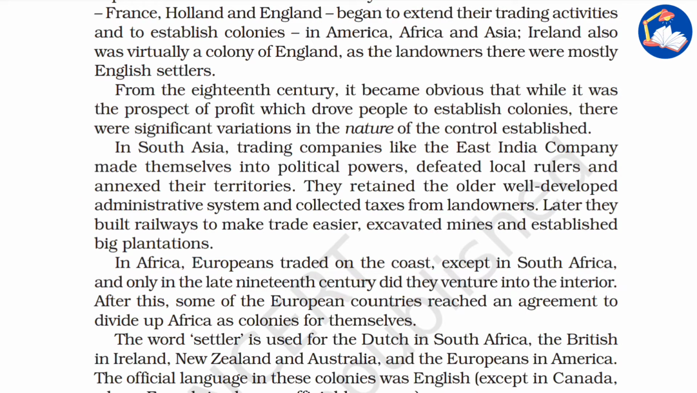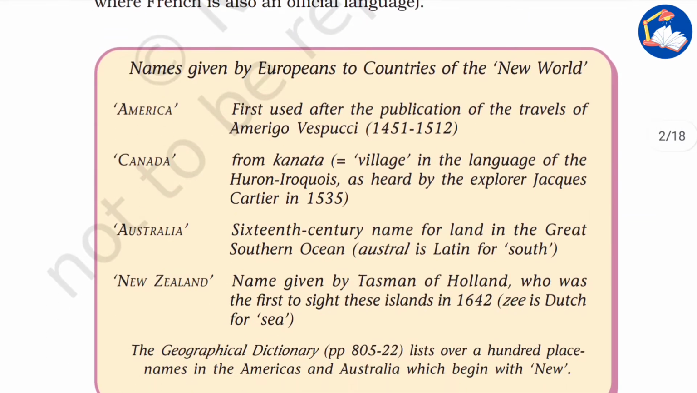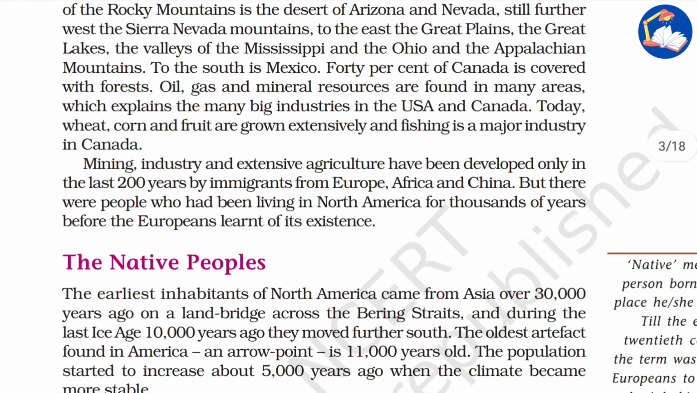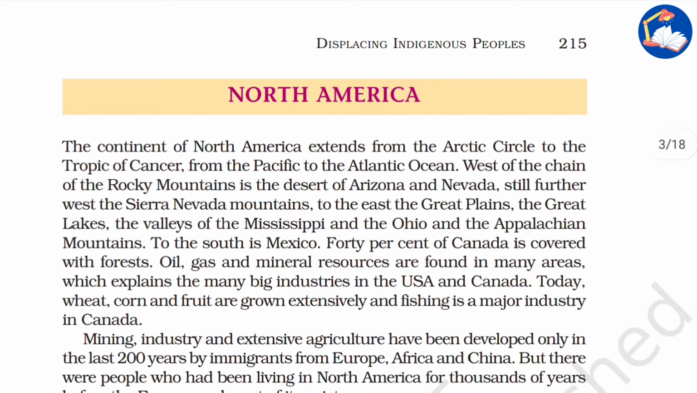Actually, the Europeans were going on a hunt to civilize the world. That is what they said, but it was purely for economic reasons. Now we are coming to the case of North America. The continent of North America extends from the Arctic Circle.